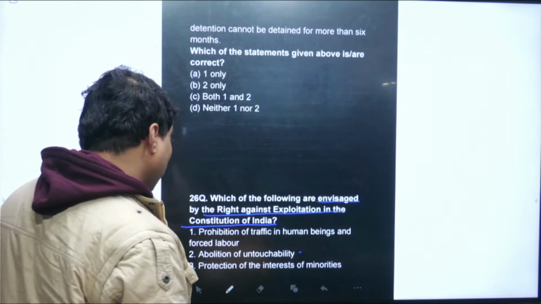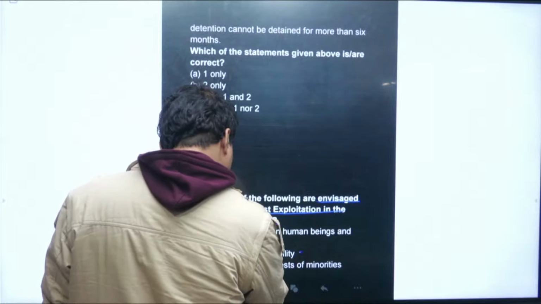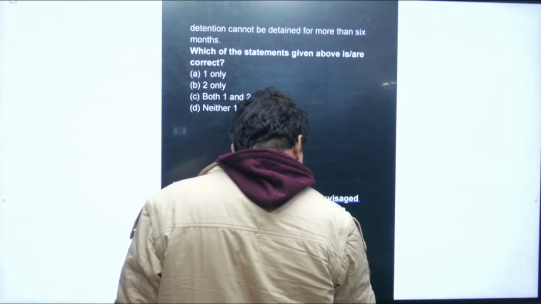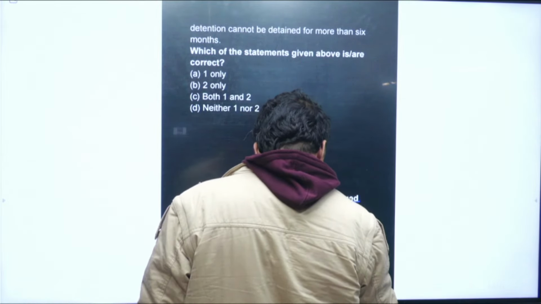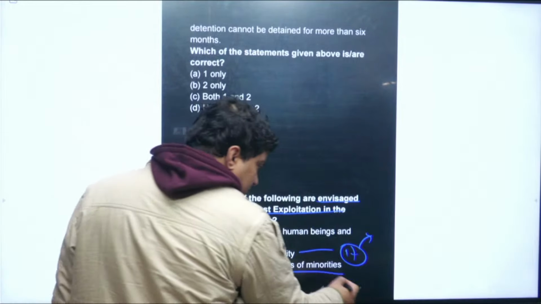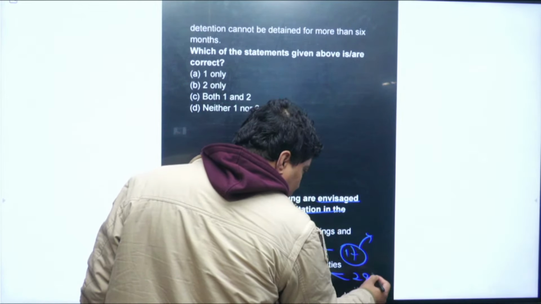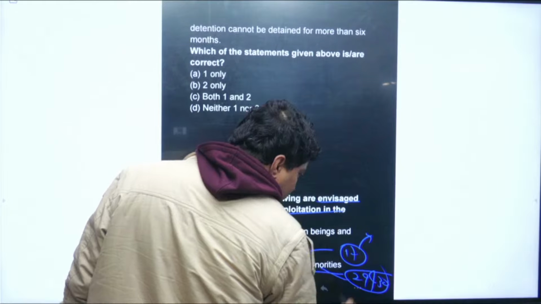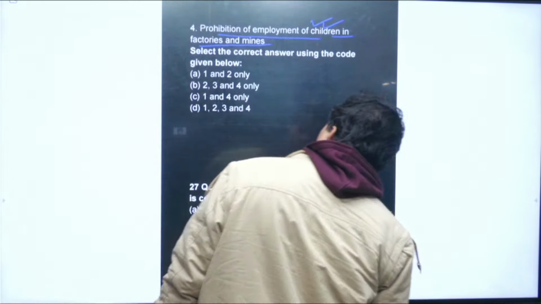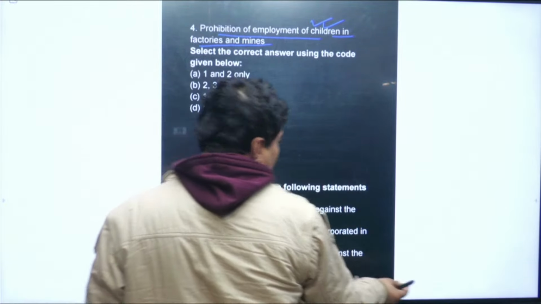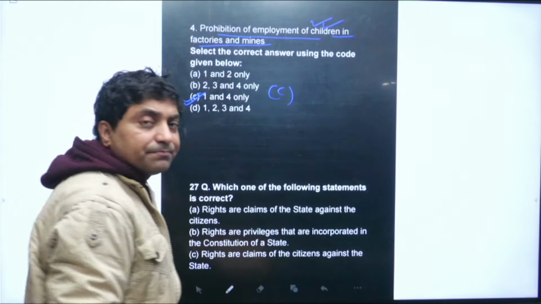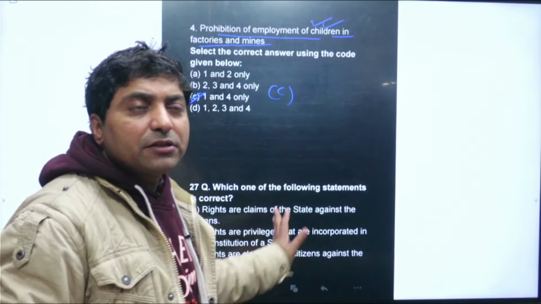Right against exploitation, Article 23. Yeah, so this is also correct. This one is Article 17, which comes under right to equality, and protection of interest of minorities is Article 29 and 30. So that is a right for minorities, not against exploitation. So 1 and 4, yeah, that would be the correct answer for this question.